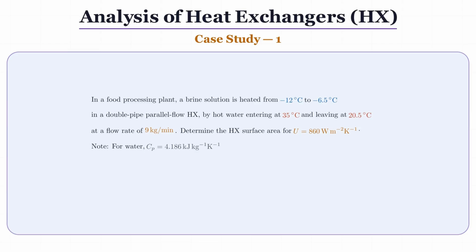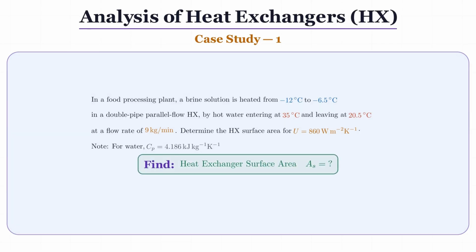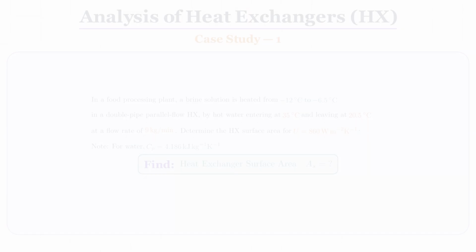The overall heat transfer coefficient for this exchanger is specified as 860 watts per square meter per Kelvin. For the hot water stream, we are given a specific heat capacity of 4.186 kilojoules per kilogram per Kelvin. The engineering objective is clearly stated. Determine the heat transfer surface area A sub S required for this exchanger to deliver the specified thermal duty. This is a classic industrial sizing problem.